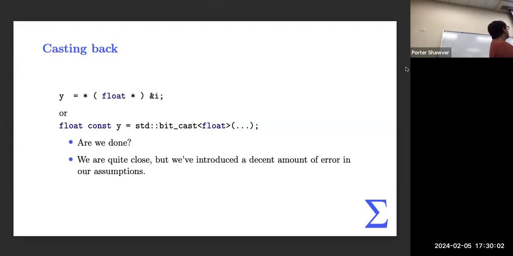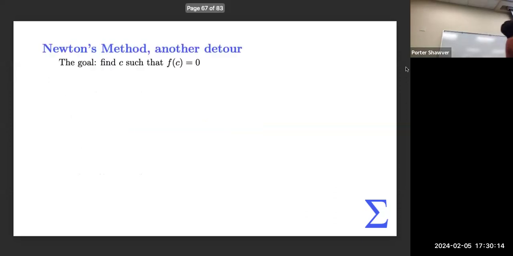We're quite close. We've got a decent amount of it, but we introduced a good amount of error in our assumptions, like that mu that we chose, et cetera. We're still slightly off. And if you remember the code, there was some other random math that it was doing that we haven't really discussed yet. So before we talk about that random math, this is a hint of what's going on. We're going to take another detour into Newton's method, which hopefully you've all taken calc, but we're still going to review it.